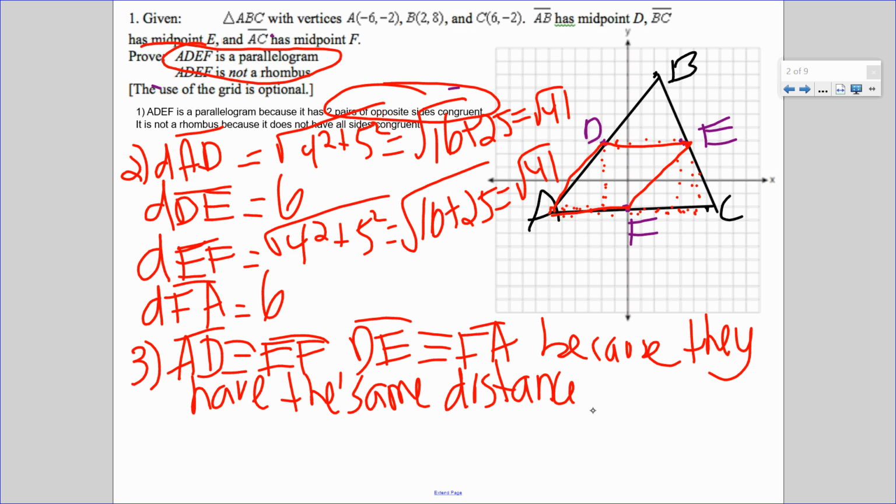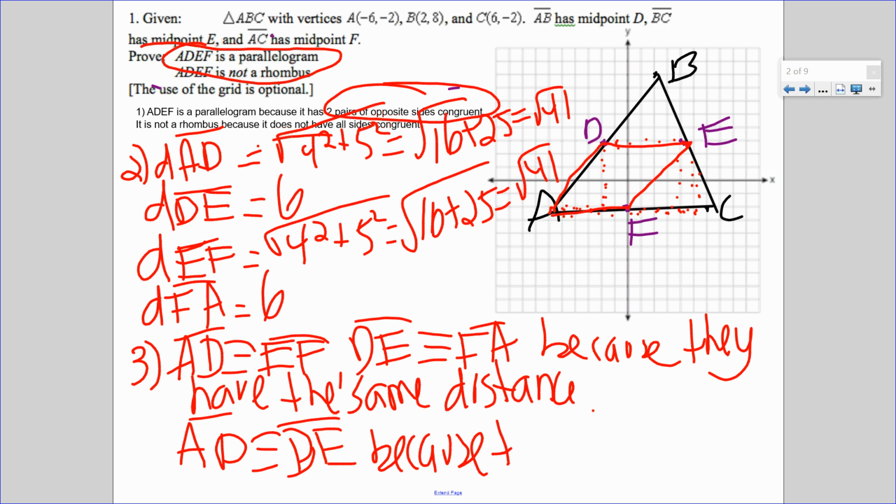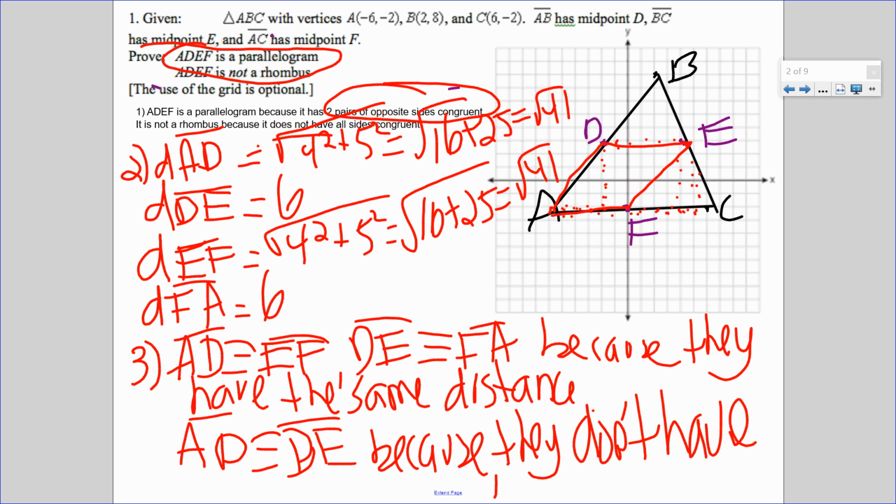It says to prove it's not a rhombus, it does not have all sides congruent, so tell me that AD is not congruent to DE because they don't have the same distance.